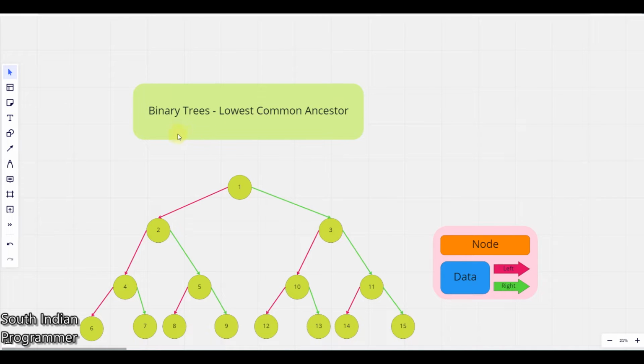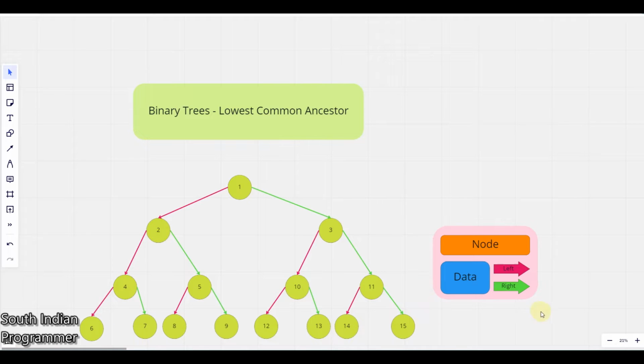Hello everyone, in this video we'll see binary trees lowest common ancestor. We are given one binary tree and two nodes' data, like 8 and 9. We have to find the lowest common ancestor for these two nodes. For these two nodes, the answer is 5. When we are given 6 and 9, the lowest common ancestor is this 2.